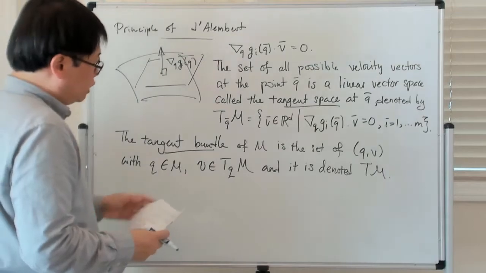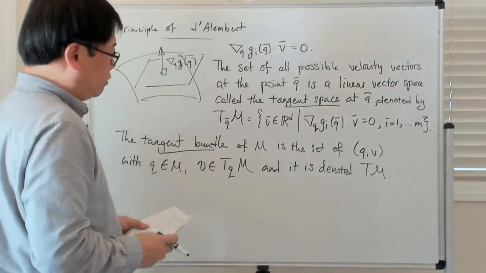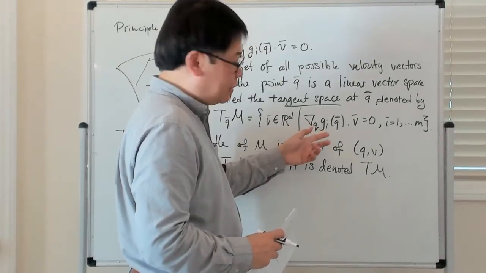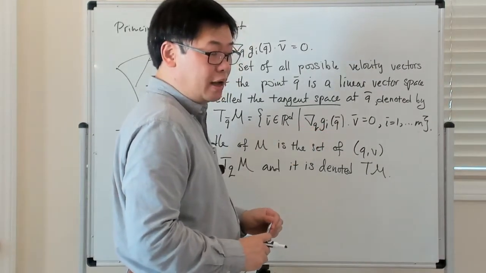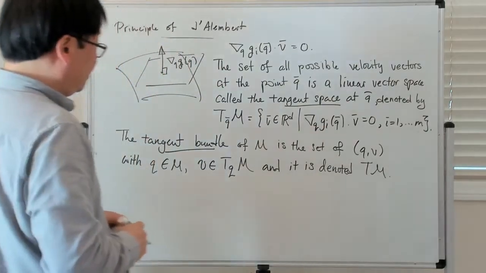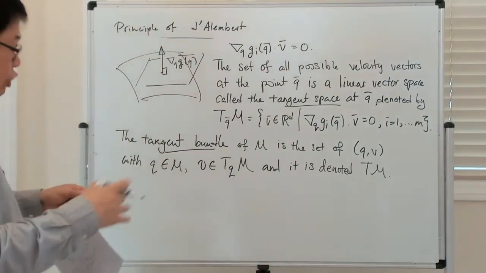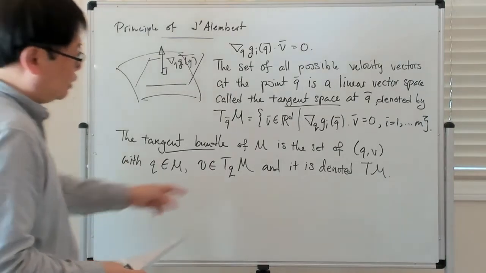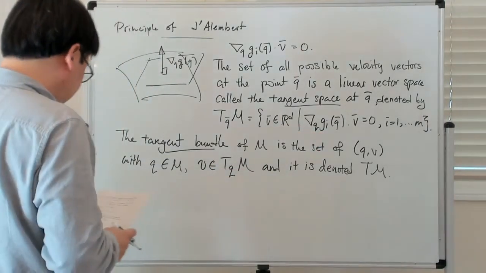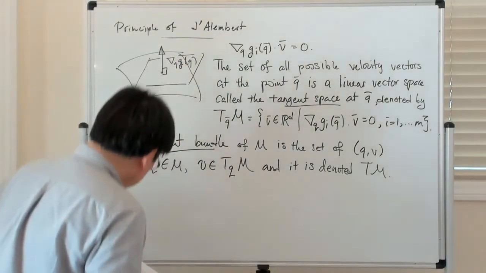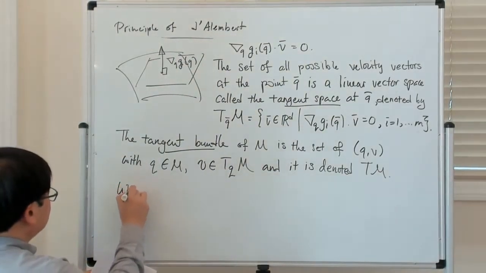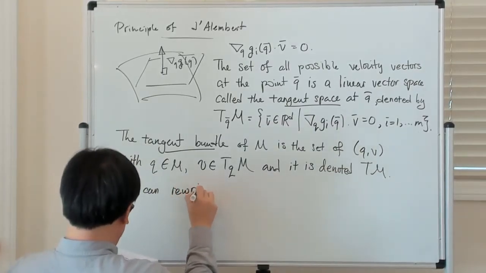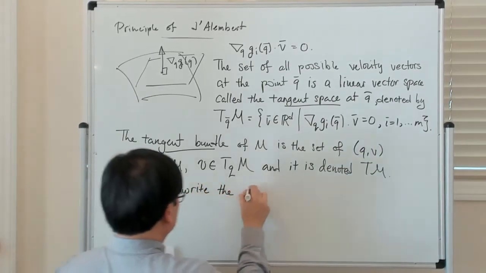So you can write this a little bit more compactly. Instead of looking at scalar valued functions g_i, you can look at a vector valued function, little g, which contains all these scalar valued functions. So we can rewrite the equations more compactly.